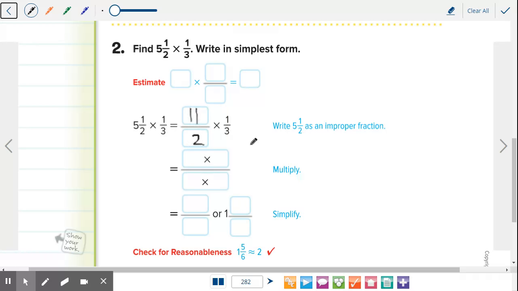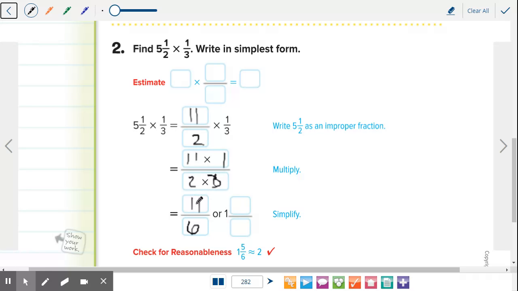the denominator. So what this means is that it's 11 times 1 on top and 2 times 3 on the bottom. So what is 11 times 1? 11. And then what's 2 times 3? 6. Okay, so this is an improper fraction here. The numerator is bigger than the denominator. So what I want you to do is we need to turn this back into a mixed number.